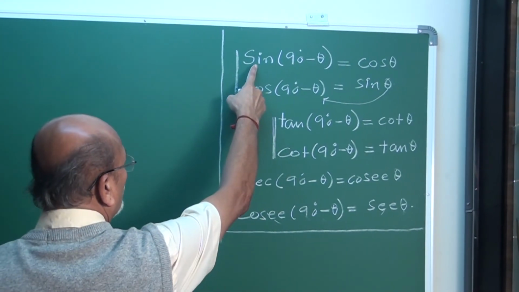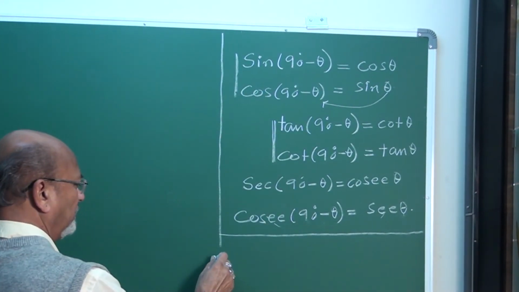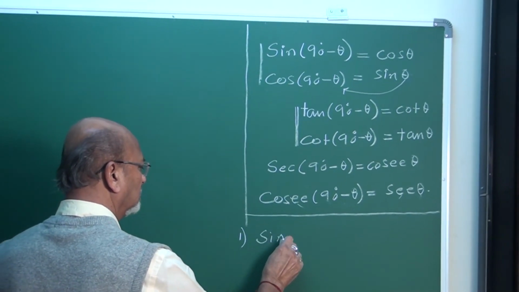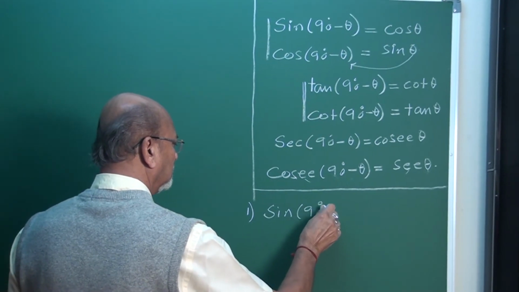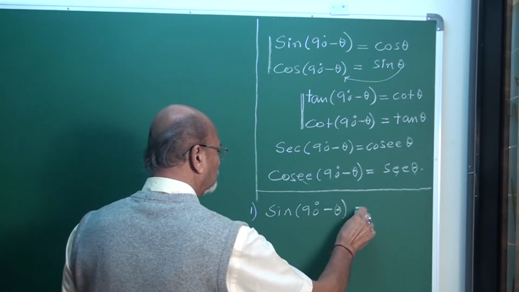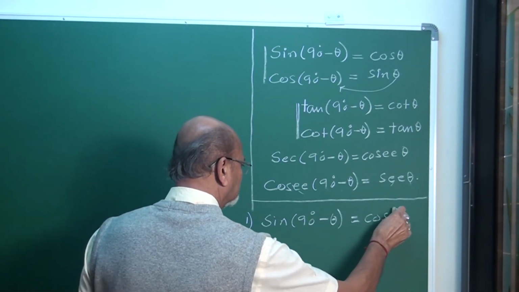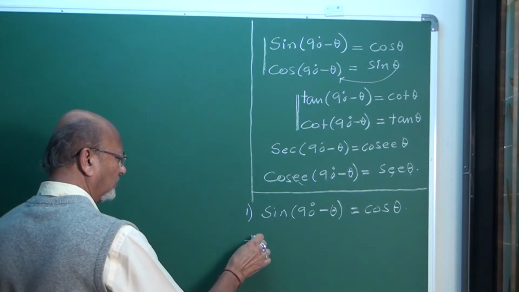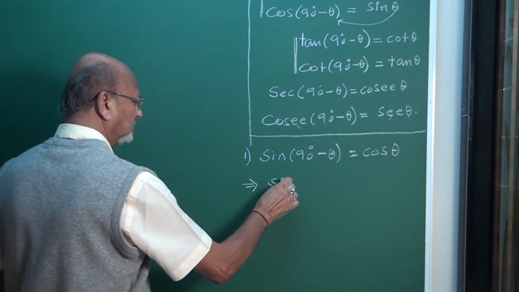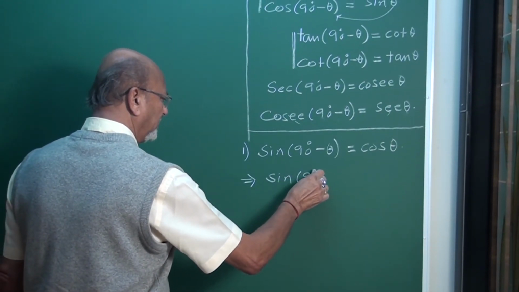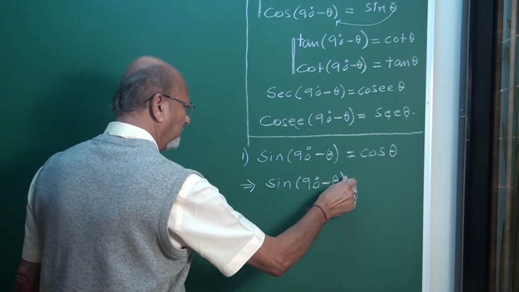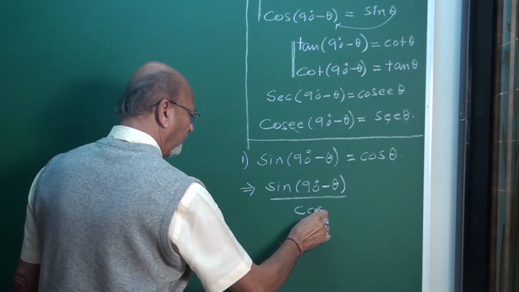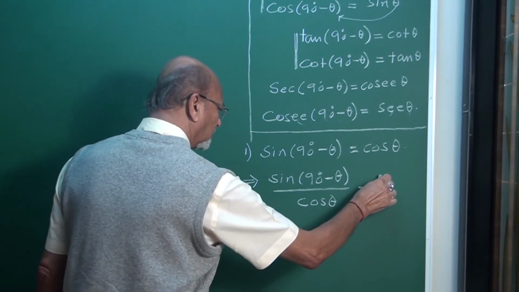I do the first one. What is the first one? Sine 90 minus theta equal to cos theta. What does it give? Bring down: sine 90 minus theta, and this comes down, cos theta. If you take this down, it gives what? One.